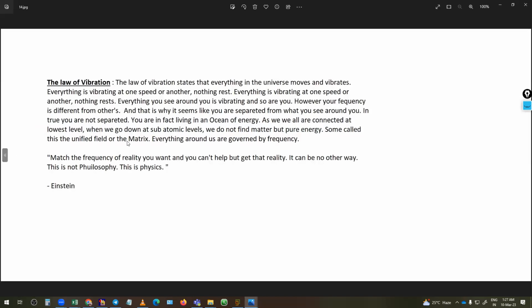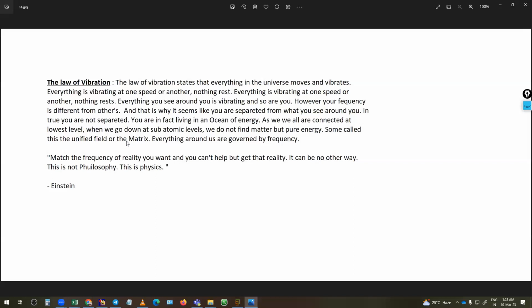The next law is the law of vibration. The law of vibration states that everything in the universe moves and vibrates. Everything is vibrating at one speed or another. Nothing rests. Everything you see around you is vibrating, and so are you. However, your frequency is different from others, and that is why it seems like you are separated from what you see around you. In truth, you are not separated.